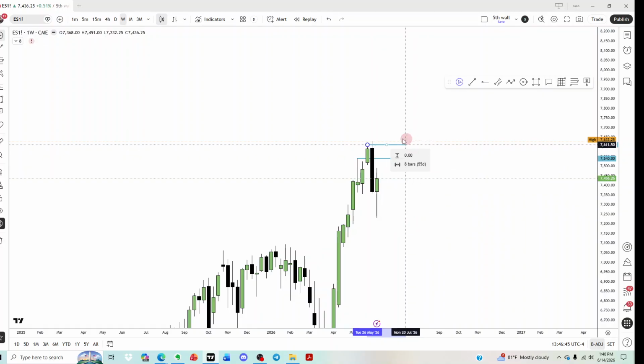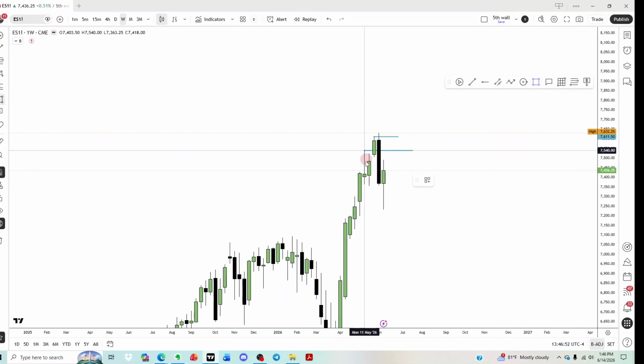All right, so price ran this high, price ran this weekly high here, then it dropped. So what's this?